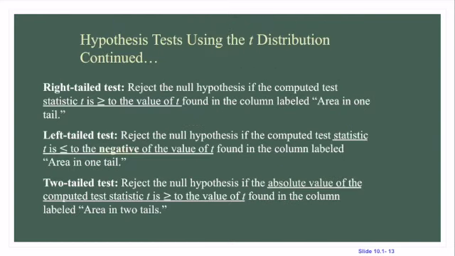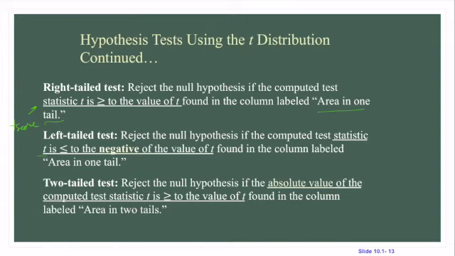So, for a right-tailed test, we reject the null hypothesis if the computed statistic t is greater than or equal to the value of t found in the column labeled area in one tail. Okay, so we're going to only reject our null hypothesis if my test statistic, the t-score I calculate, is greater than the value of t. We will reject the null hypothesis if we're doing a left-tailed test and my t-value is less than the negative of the value of t.